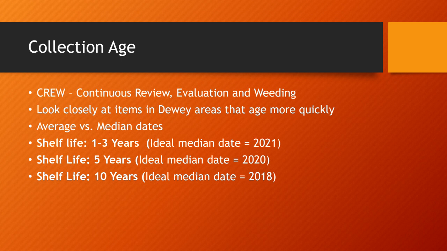We include both average and median dates. Because averages can be skewed by a handful of items at one extreme or the other, we'd like to include the median publication date as that presents a more accurate picture of what the actual age of our collection is. And so I have there, based on our 2022 assessment, these would be the recommended median dates based on the shelf life as recommended by CREW. So for a shelf life of 1 to 3 years, you're looking at an ideal median date of 2021 and so on.